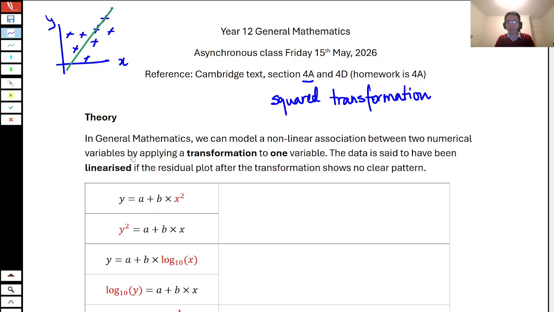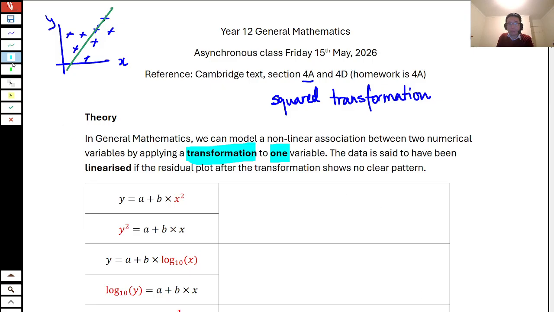As you will have seen, most things in the real world are not linear, and so while this technique is very useful, it's also limited. We can expand the scope and the usefulness of linear regression by performing what's called a transformation to the data. In this course, General Maths, we will confine ourselves to applying that transformation to only one of the two variables, x and y.